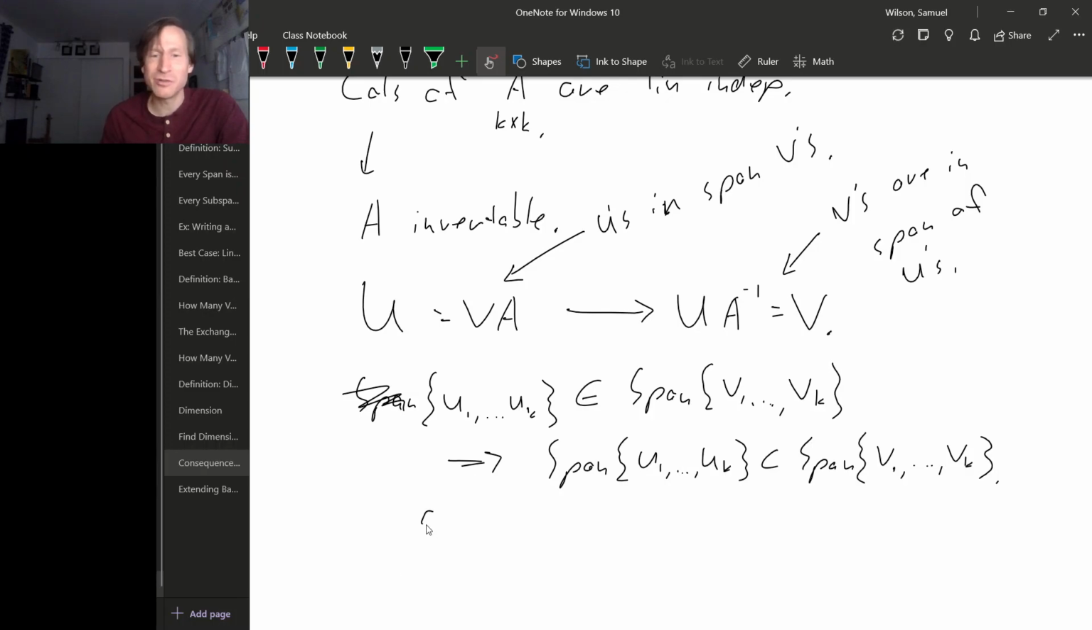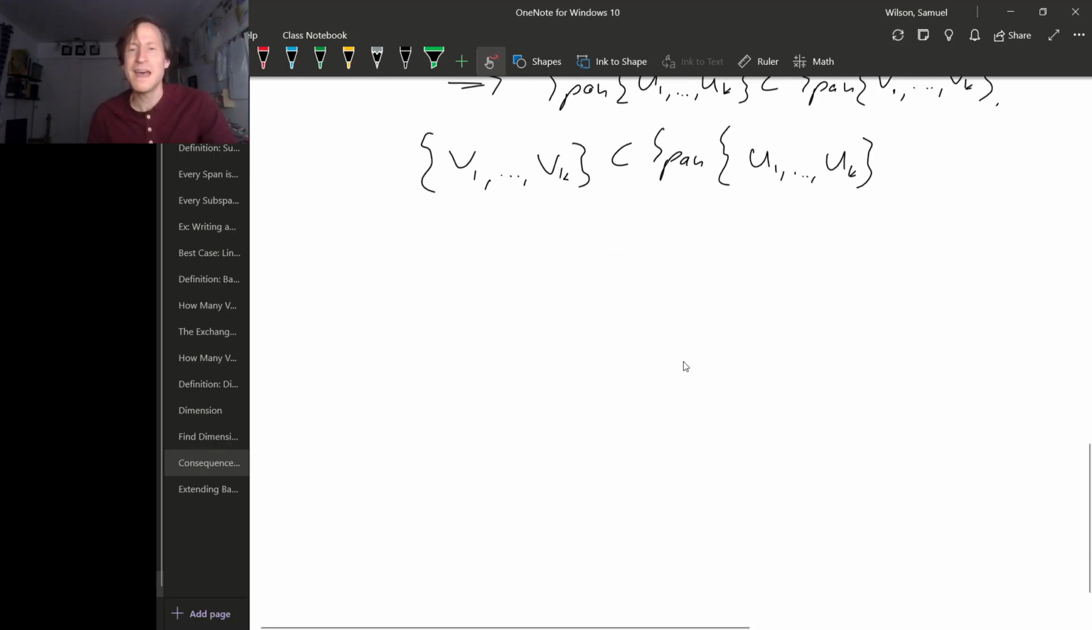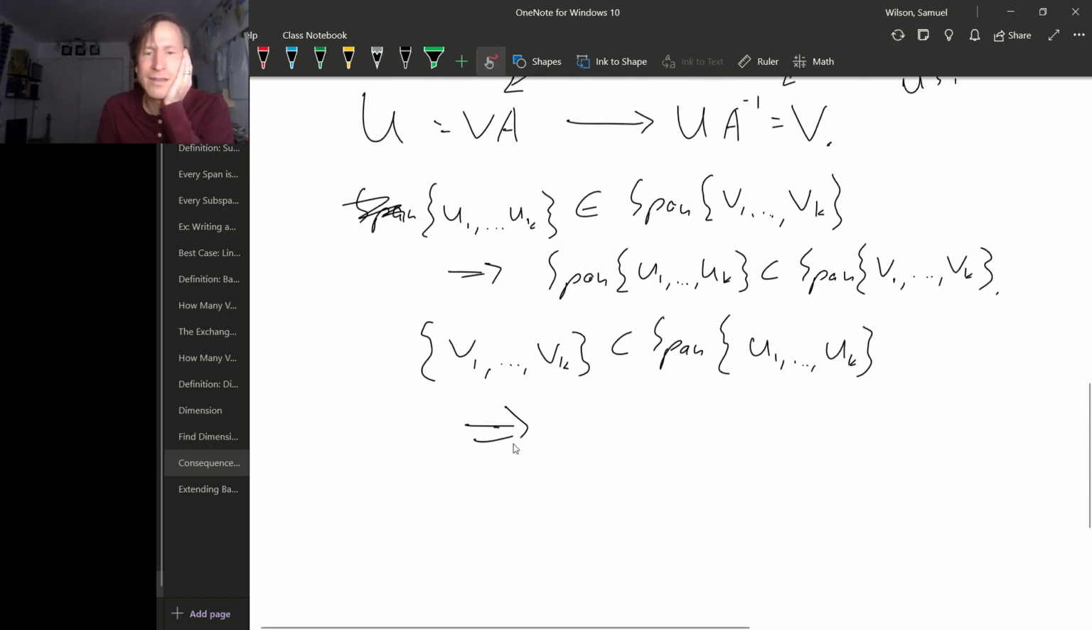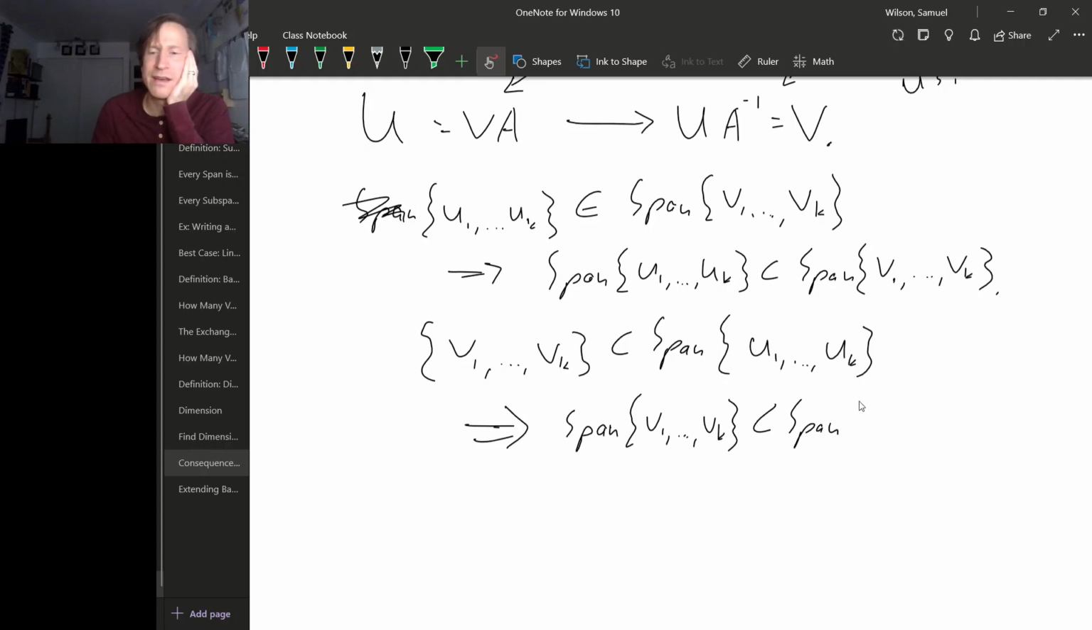Right? We just showed that all of the v's in this situation have to be in the span of the u's, and that means that the span of the v's, span of v1 up through vk, is contained in the span of the u's.